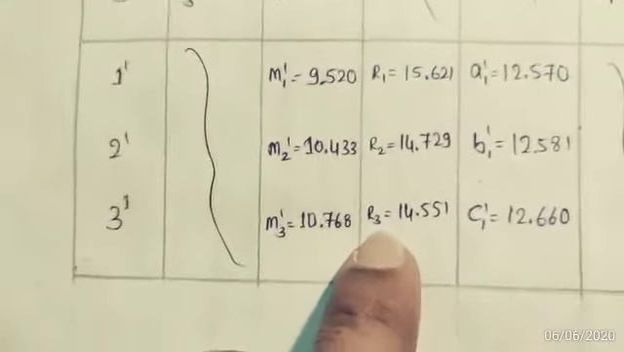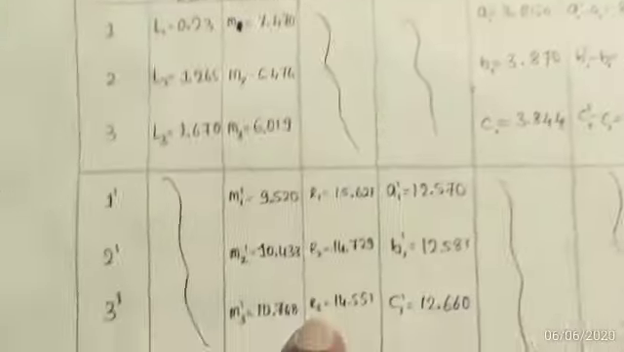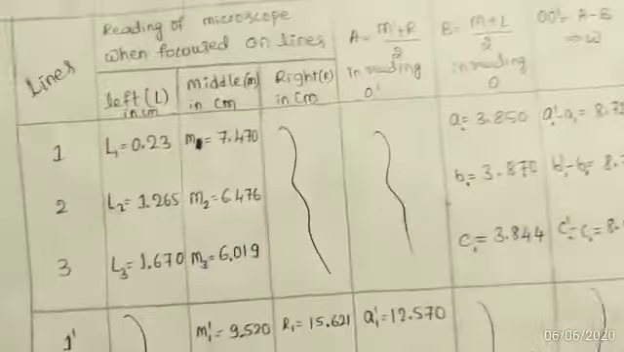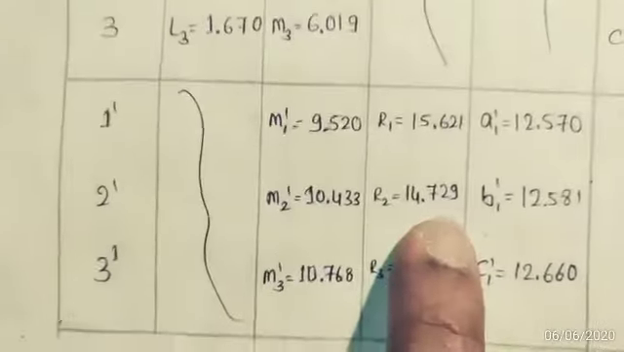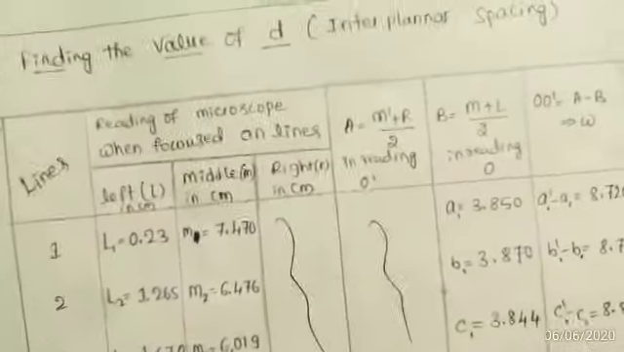Next, 10th reading is 14.551. I am going to call that one as R3. 11th reading is 14.729. I am going to call that one as R2. Last reading is 15.621. I am going to call that one as R1.